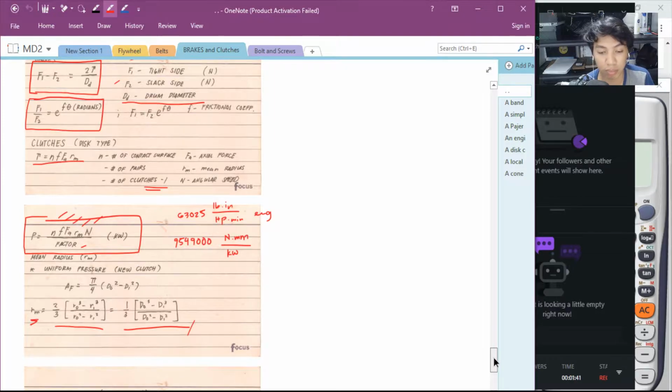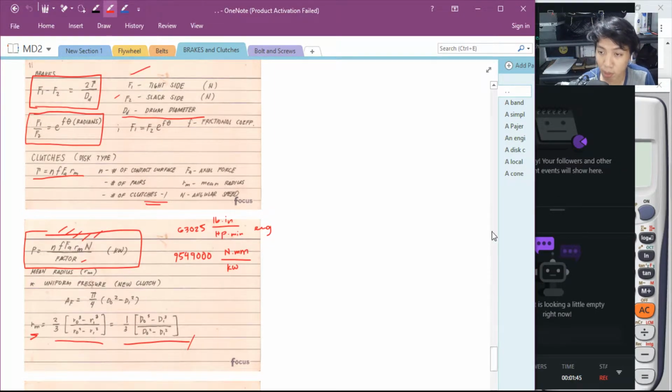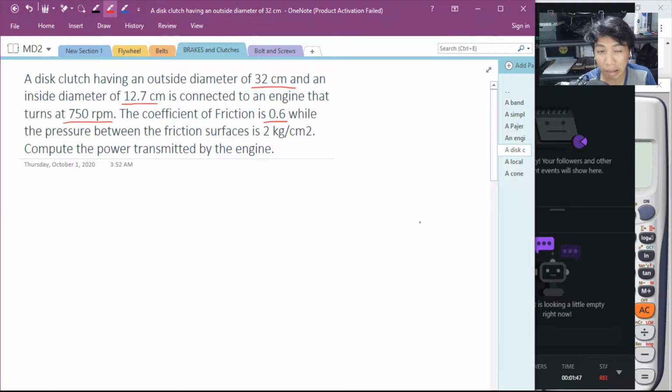Now, if anything else fails to show you the right answer, then that is the time for you to change the way you solve the problem. So, magre-resort ka dun sa other way around. Ano yun? Yung uniform wear. Pero dito, hindi nga sinabi. So, let us assume that this problem is a uniform pressure type of problem.